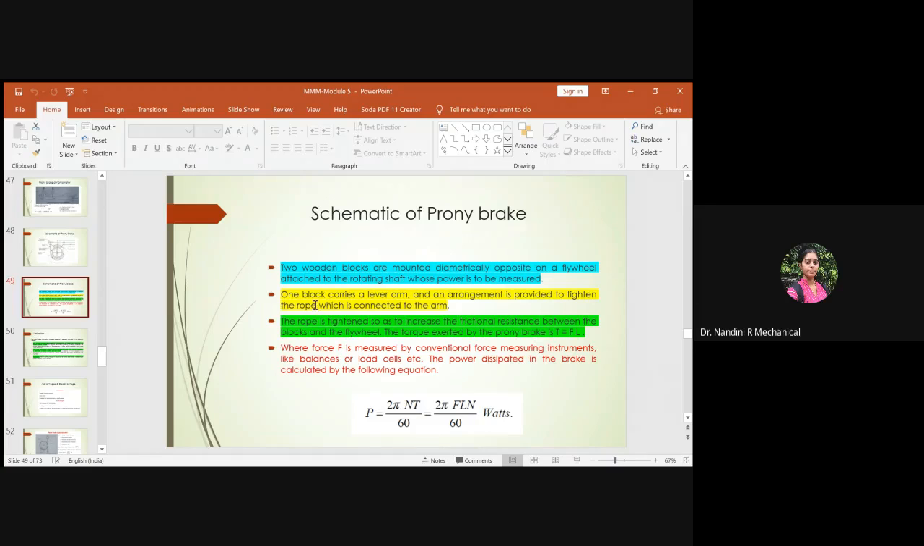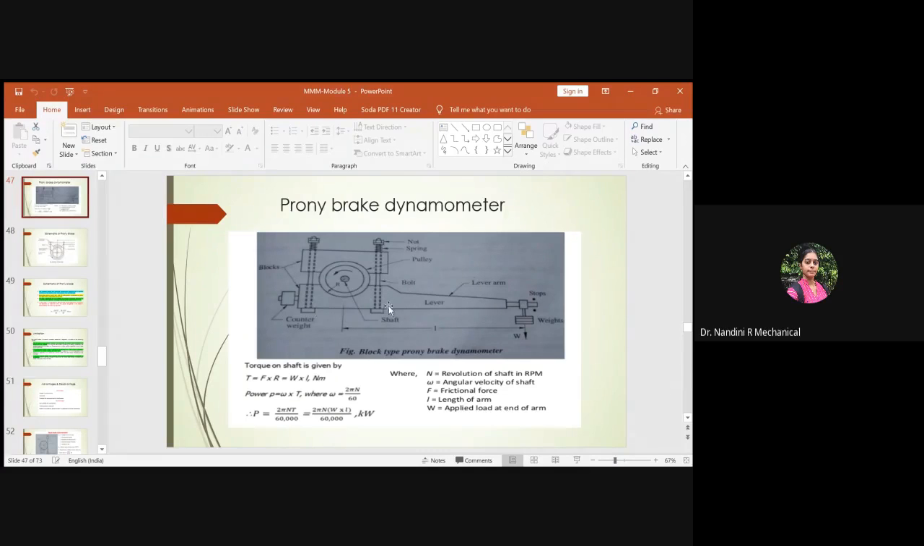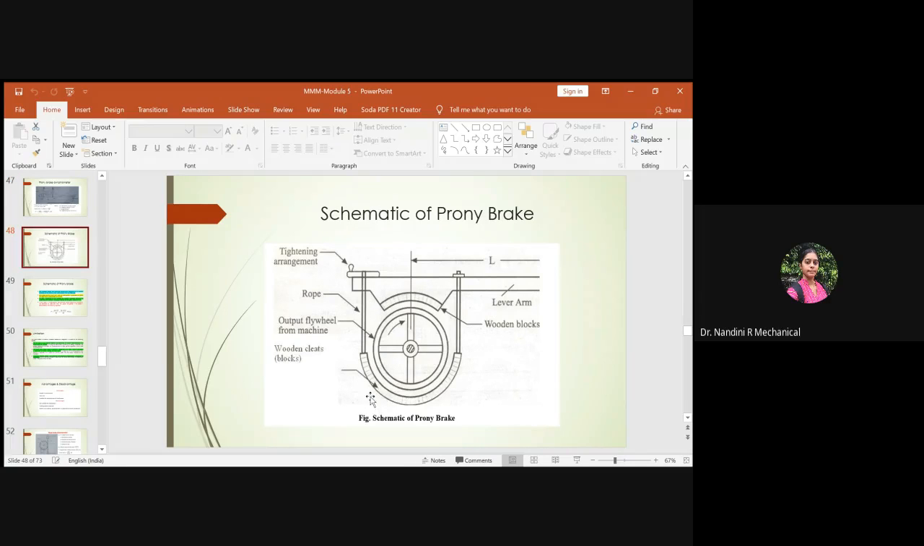So this is about the arrangement. Here one block will carry a lever arm, and an arrangement is provided to tighten the rope which is connected to the arm. You can see one arm. This is one of the wooden arms which is connected to the lever. The other wooden block is provided with a tightening mechanism which helps in tightening the rope which passes through the flywheel. So this is the bottom, right? You have the wooden block here, one at the bottom and one at the top. This wooden block is connected to the lever arm with the help of a rope. This rope is tightened by using a tightening arrangement.